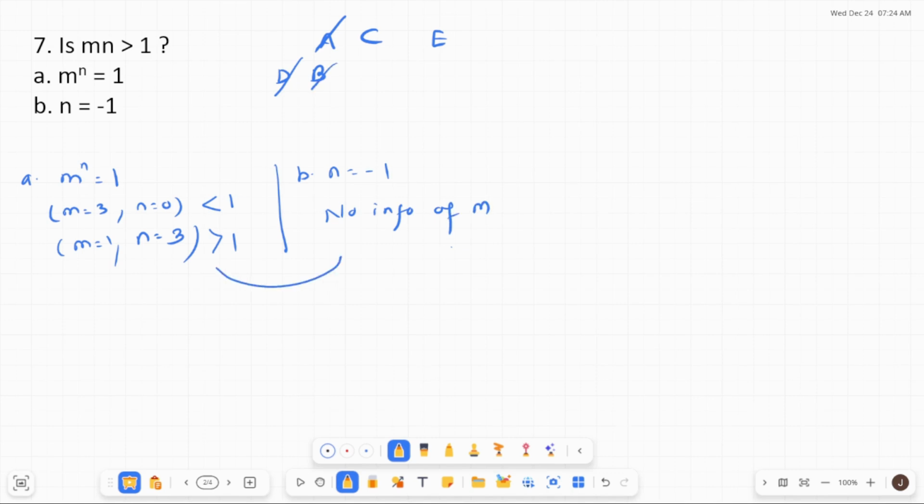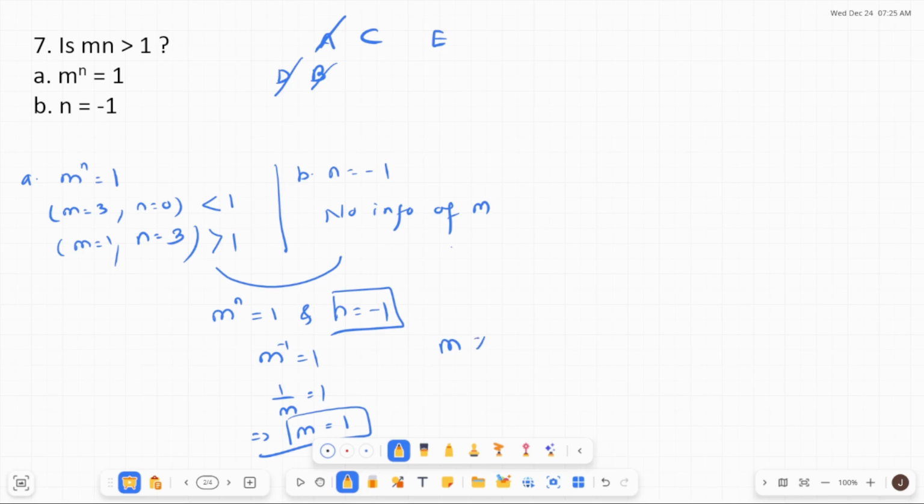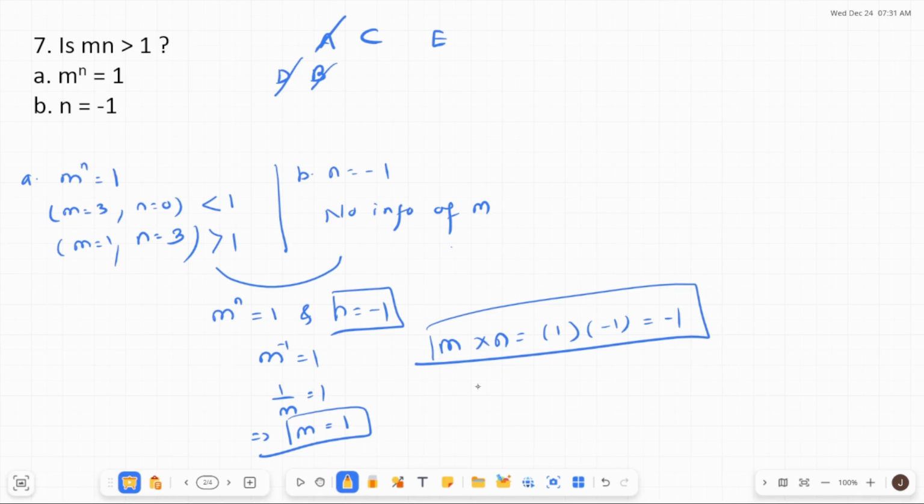What if I combine both of them? If I combine, I know that m to the power n is equal to 1 and n is equal to negative 1. So that means m to the power negative 1 is 1. That means 1 over m is 1, which implies m is equal to 1. So these are the 2 possibilities of m and n we have found after combining both the statements, whose multiplication I am going to get as minus 1. From this I can say that no, the product of mn is not greater than 1. It's a definite no. Hence the answer is C.